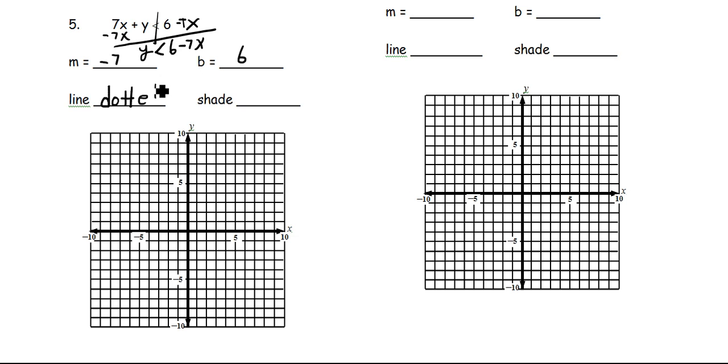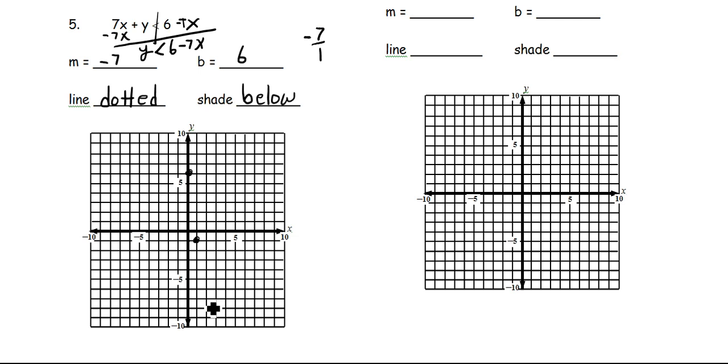And it's less than, so it will be shading below. So what I'll do is I'll go to 6. I'll put in my first point. Now, -7 is the same as -7 over 1. So I will go down 7. 1, 2, 3, 4, 5, 6, 7 over 1. Put in my point.